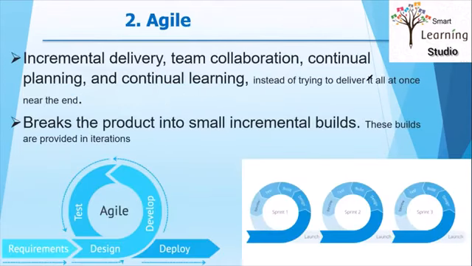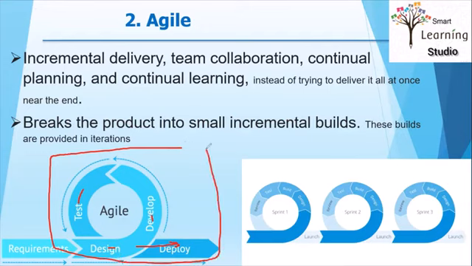Let us come to the next one, which is agile development. As the name indicates, it indicates incremental development and delivery. Let us start with the picture. First requirements are gathered, design is done, development is done, testing is completed, and it is deployed. So short phase cycles are completed, and this iteration continues for the complete project.